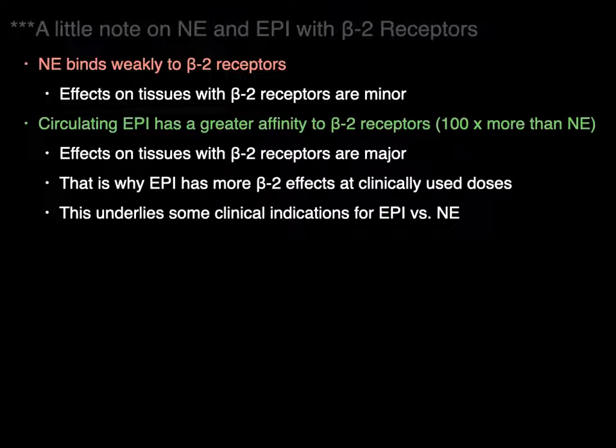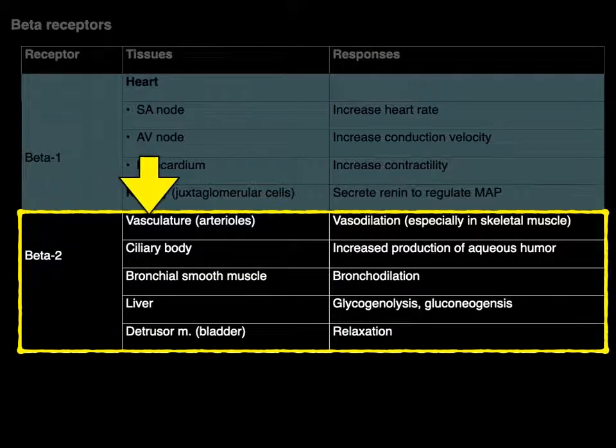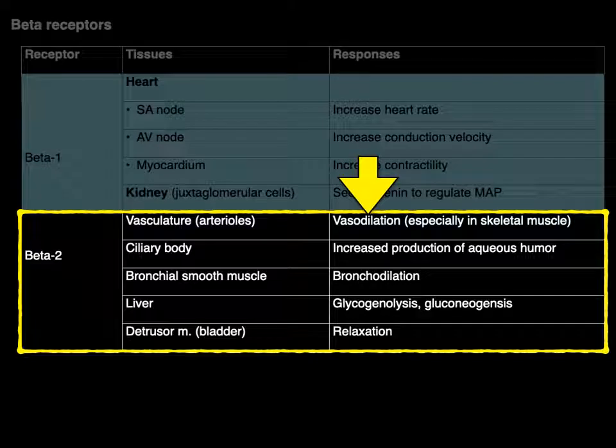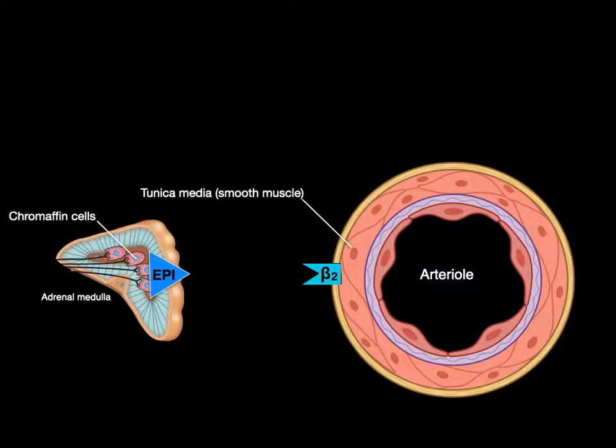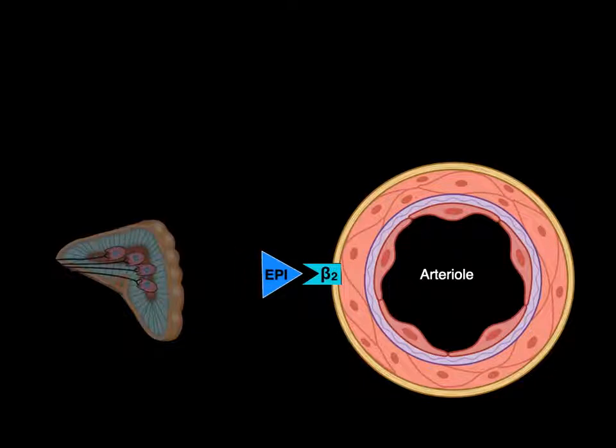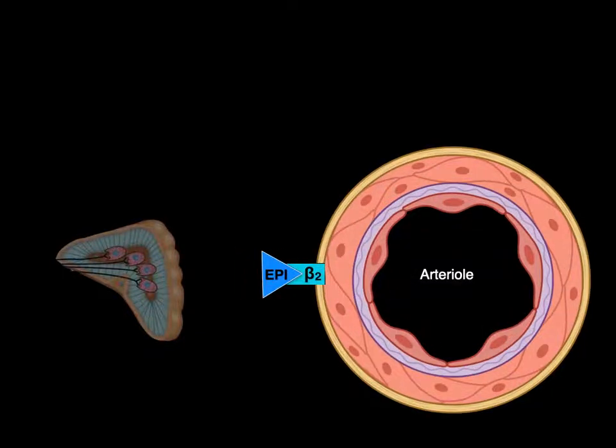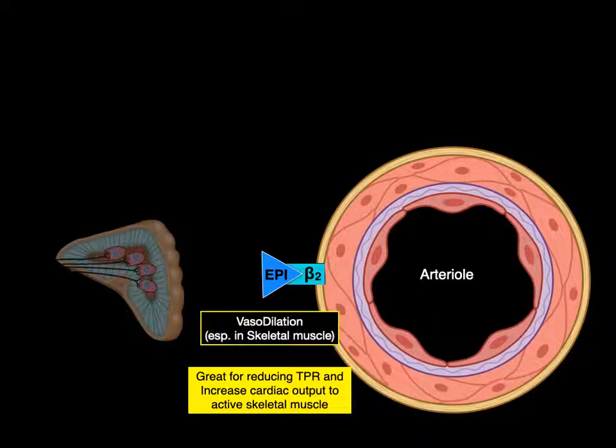That's why epinephrine has more beta 2 effects at clinically used doses, and this underlies some of the clinical indications for epinephrine versus norepinephrine. So let's talk about beta 2 receptors on systemic arterioles and when stimulating causing vasodilation. Here's a systemic arteriole in the tunica media with smooth muscle with a beta 2 adrenergic receptor. When the chromaffin cells from the adrenal medulla secrete epinephrine and it binds to the beta 2 receptors, shing, you're going to get vasodilation. This is especially true in blood vessels in skeletal muscle. So stimulating beta 2 receptors in skeletal muscle is great for reducing total peripheral resistance and also increasing cardiac output to activate skeletal muscle.